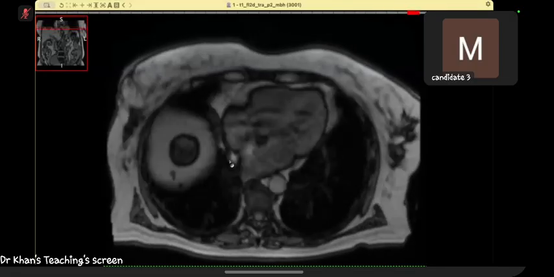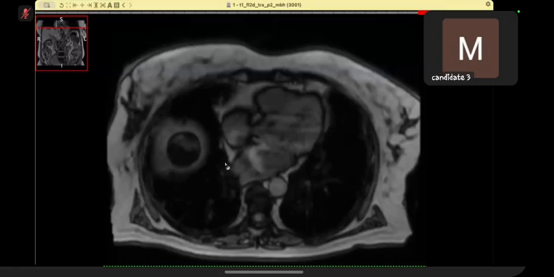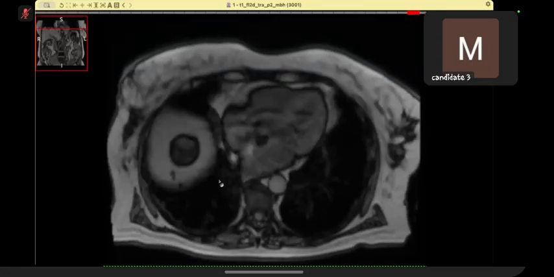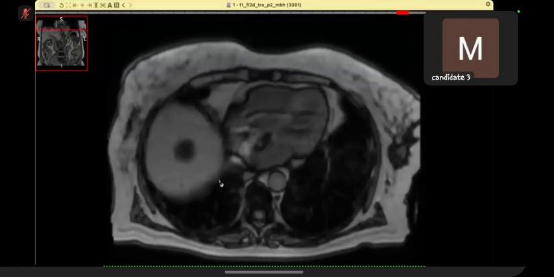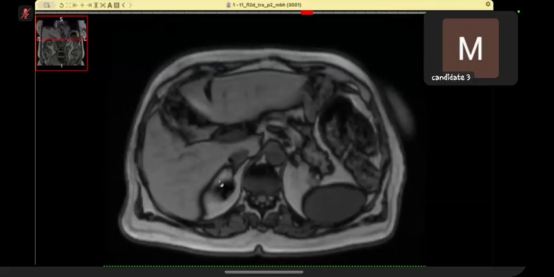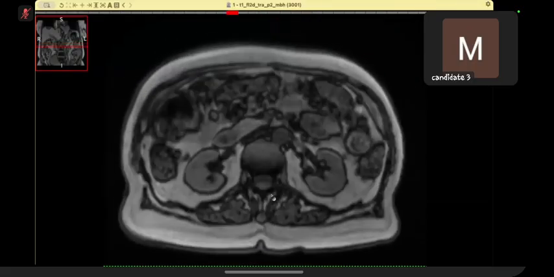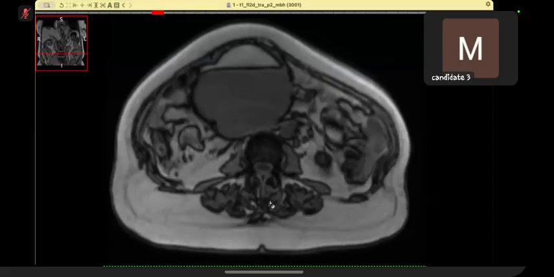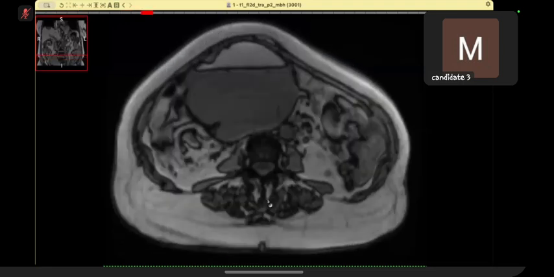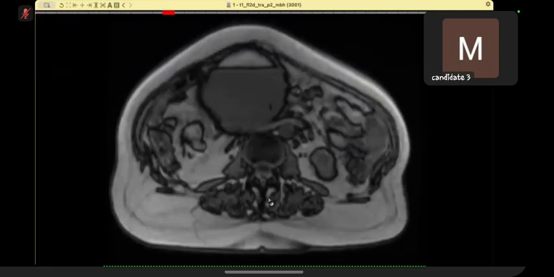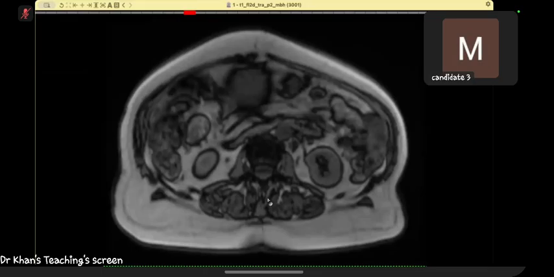Okay. Here I can see that there is a completely lost signal in a rounded lesion in segment 7 of the subdiaphragmatic part of the liver, which in my routine practice I will correlate with in-phase imaging on T1. If it shows loss of signal following in-phase and out-of-phase imaging, then it will be a fat-containing lesion, which can be a metastatic deposit from a germ cell tumor.